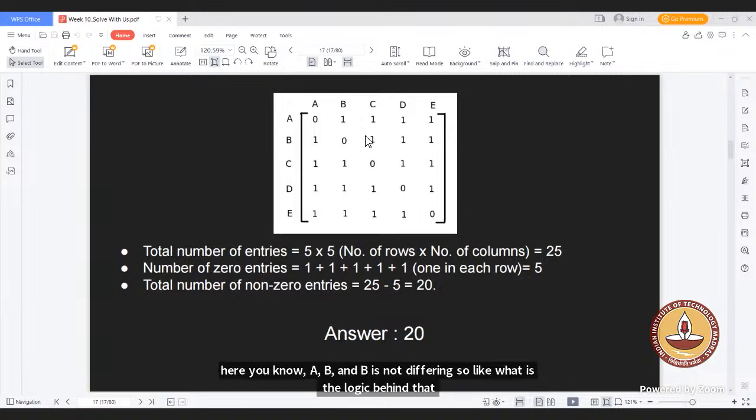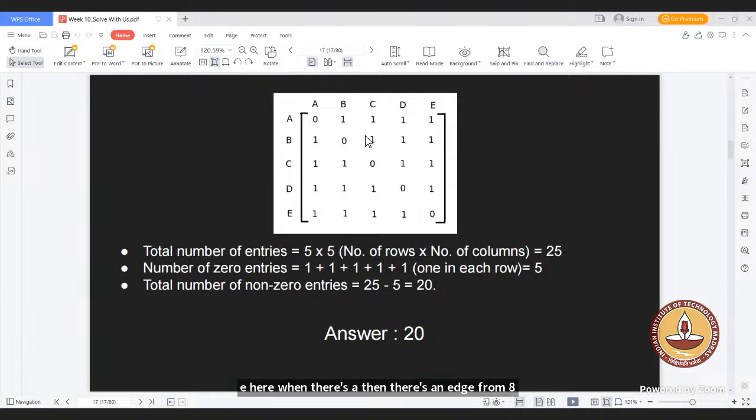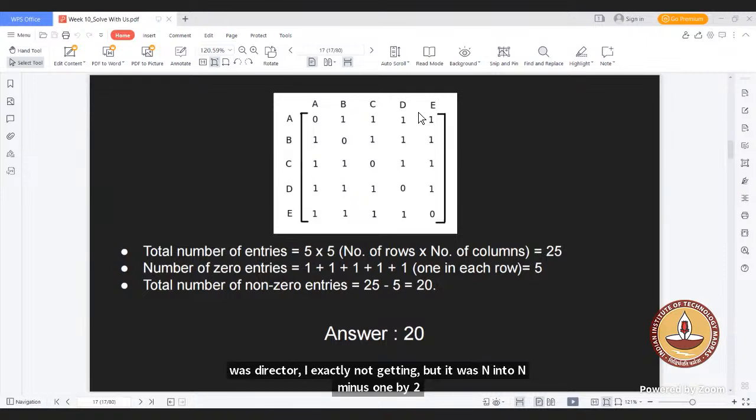Here, when there's an edge from A to B, there is the same edge from B to A as well. It is an undirected graph, right? So if there is an edge from A to B, we'll just mark it as 1, and we'll also mark that there is an edge from B to A. Yeah, and that is why in CT it was n into n minus 1 by 2. Maybe it might be for directed, I guess. Okay, thank you, sir.